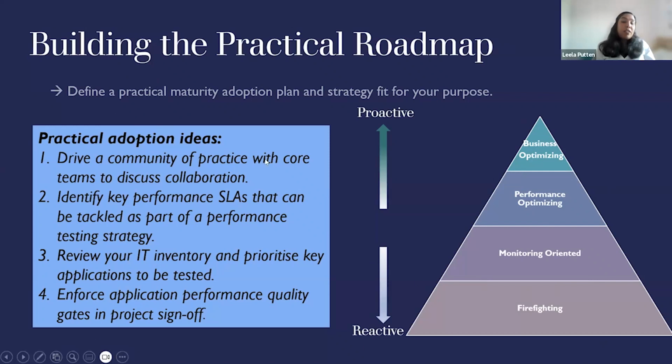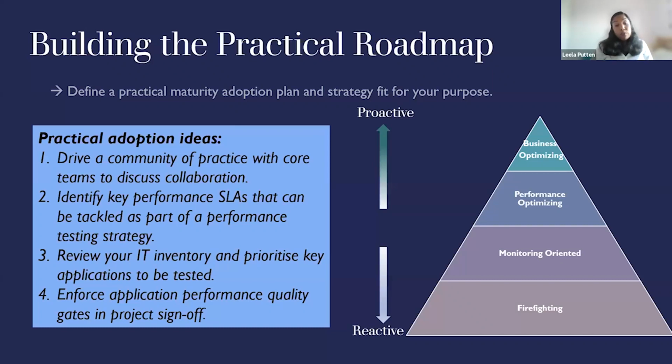But operationally, what does it mean? It means driving a community of practice, all the right people in the team, to make sure that across the software lifecycle, we are driving the right conversation and the right quick wins. Identifying your SLAs, your core performance metrics that need to be part of a strategy. Review your IT inventory and prioritize applications that should be performance tested. If you are going to start the journey, practically you need to start with a prioritization list of applications that you believe need to be performance tested to begin with, and then you prove value through that, and then you expand it to the wider organization.